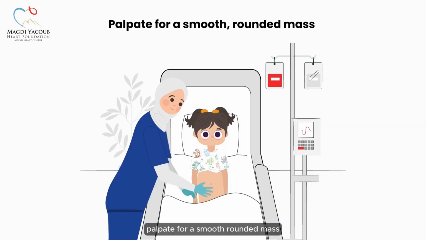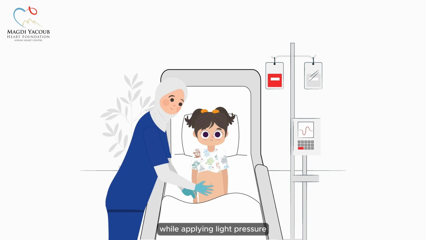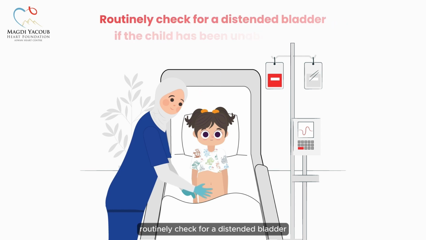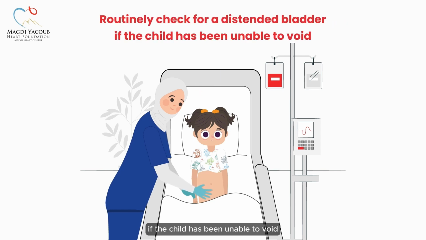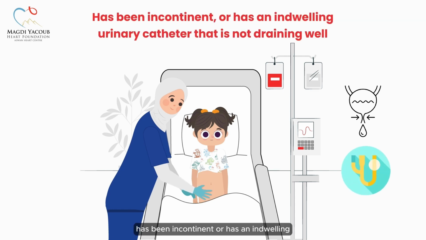Palpate for a smooth, rounded mass just below the umbilicus and above the symphysis pubis. While applying light pressure, ask if the child has the sensation of needing to void, if developmentally appropriate. Routinely check for a distended bladder if the child has been unable to void, has been incontinent, or has an indwelling urinary catheter that is not draining well.